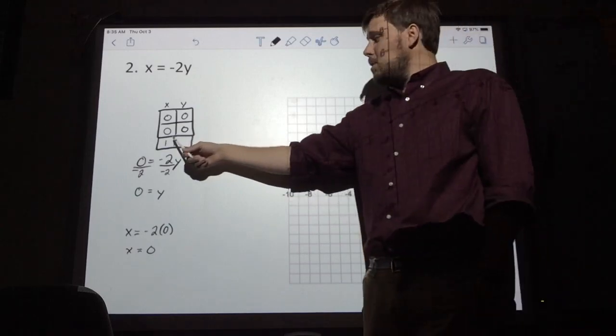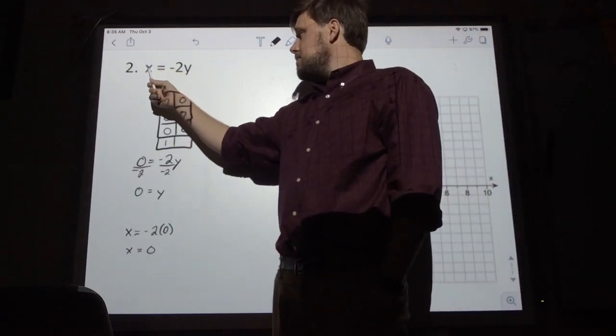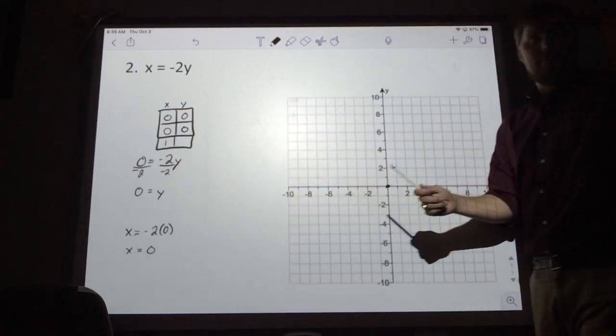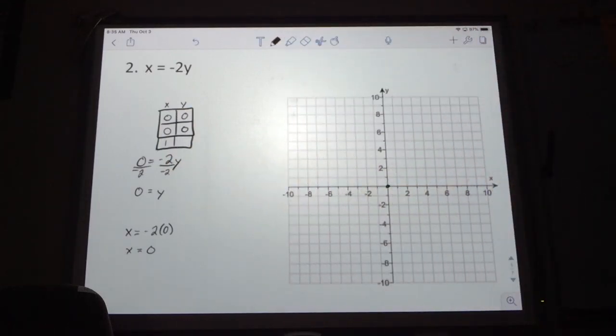So if I look at this 1, that's going to go here, and then we're going to divide it by 2. That's going to give me a fraction. That's harder to graph. I'm going to write that down just so we can see it. But 1 equals negative 2y. Divide both sides by a negative 2. So you can see y would equal negative 1/2. We don't want to graph that. So you're going to extend your table until you get to a whole number.